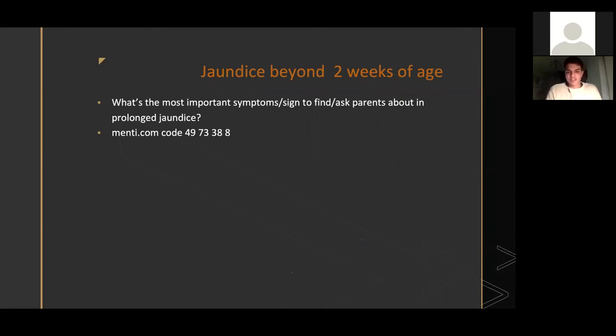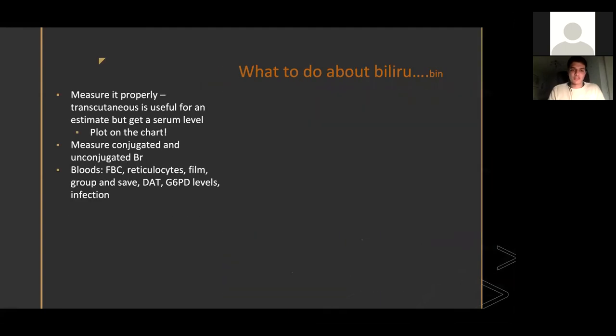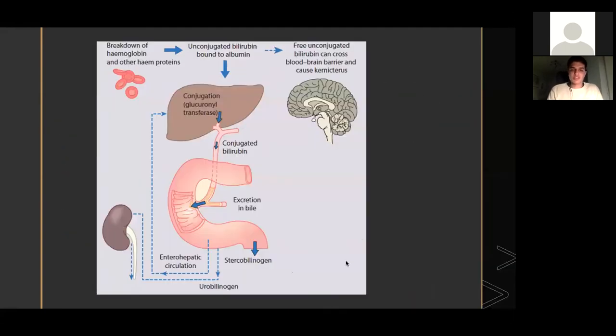Good, excellent. A lot of you have got this bang on. So dark urine and pale stools. This is a sign of obstructive jaundice. If you look at this, this is a sign of jaundice occurring because of an issue in this part of the system.